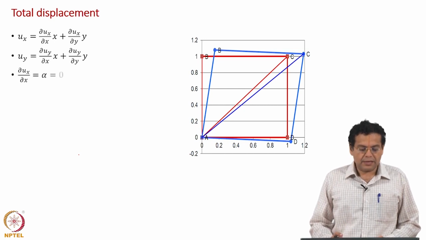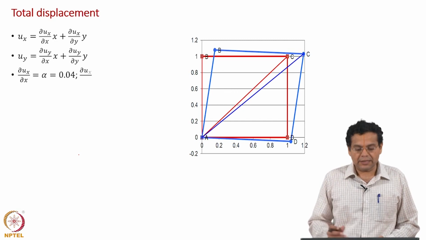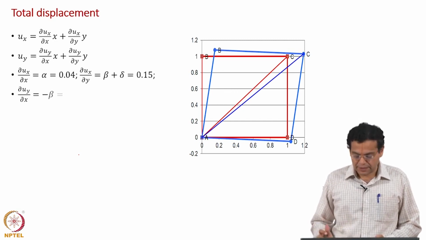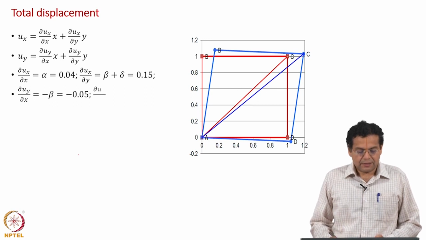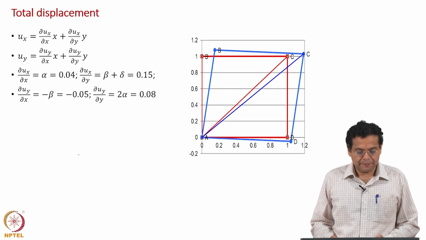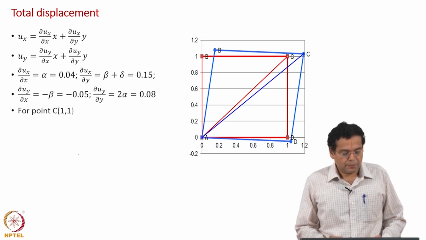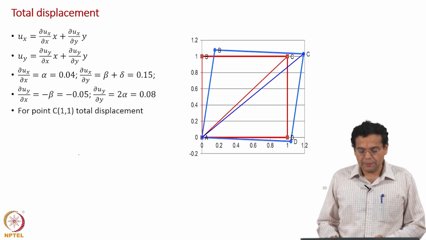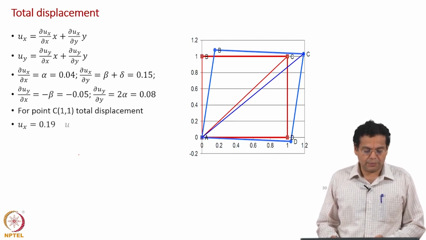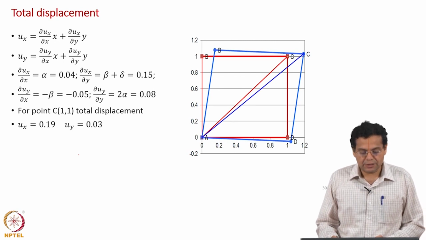Just like we wrote for u_x, I have written for u_y, and we will take all the values which we calculated for all the gradients. We calculated all the combinations of the gradients, so these are the components of the displacement gradient tensor, more formally. Okay. Now, for point C, which is (1, 1), the total displacement u_x is equal to 0.19 and u_y is 0.03.